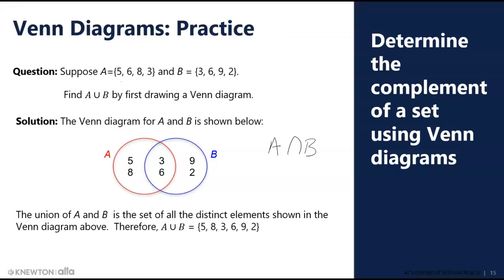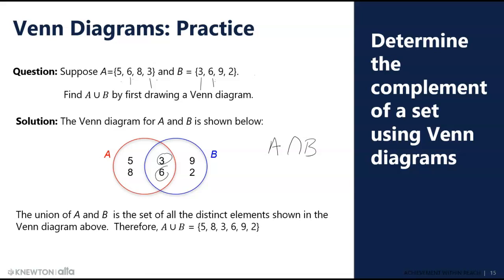So we have A is 5, 6, 8, 3. B is 3, 6, 9, 2. And I want to find A union B. First, I want to draw a Venn diagram, and let's review how we draw the Venn diagram. We find the elements in common. It looks like I have a 6 in both sets, and I have a 3 in both sets. So I put those in the intersection. I write the 3, I write the 6 in this overlapping space.